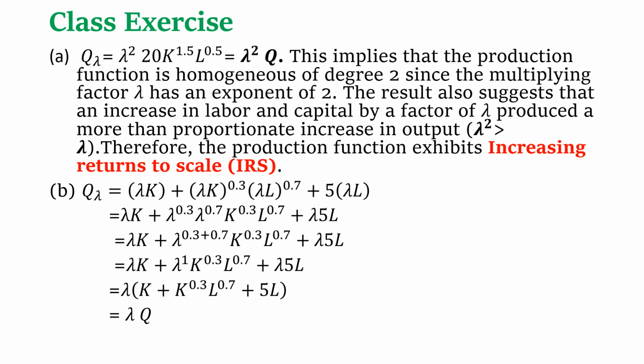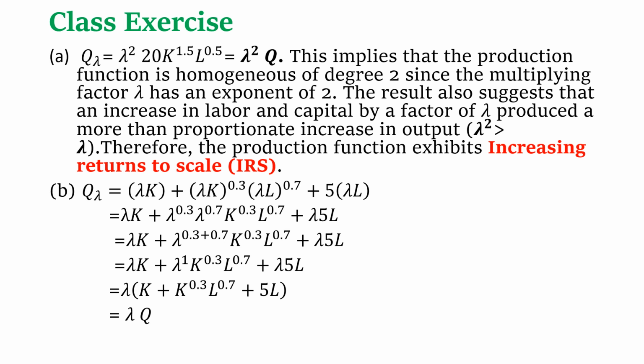So, if we try to increase all the inputs by a certain amount, which is just lambda, we increase capital by lambda, so we have to multiply by lambda. We increase labor by lambda, we have to multiply by lambda, right? So, that means if we open this bracket, we're going to have lambda k plus lambda to the 0.3 times lambda to the 0.7, k to the 0.3, l to the 0.7 plus lambda multiplied by 5l.